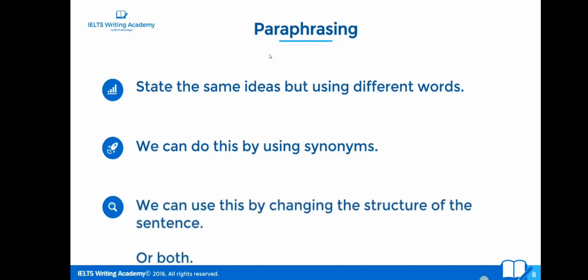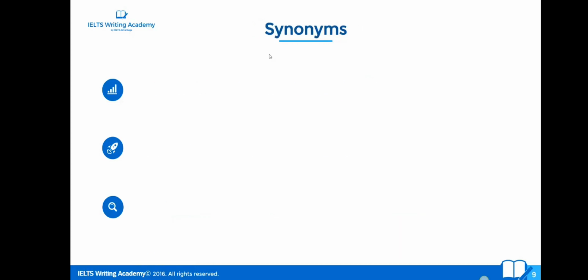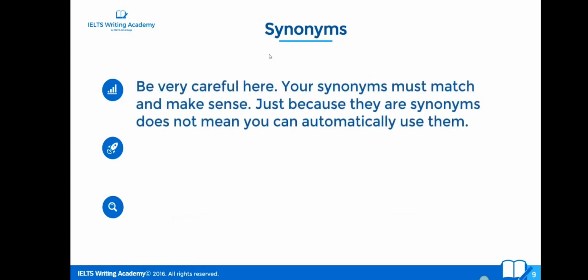Another way we can paraphrase is by changing the structure of the sentence. So we can change the clauses around: clause number 1 becomes clause number 2, clause number 2 becomes clause number 1. Or we can use synonyms and change the structure around. We can do both things, all right? So you can do either of these or do both. Most people do both.